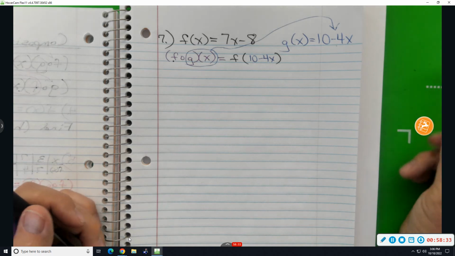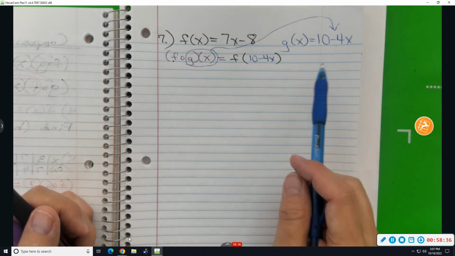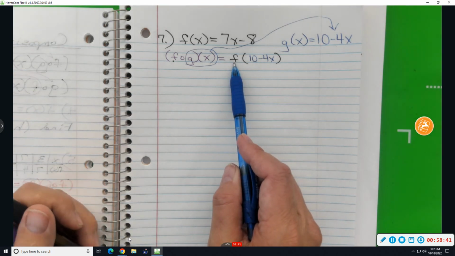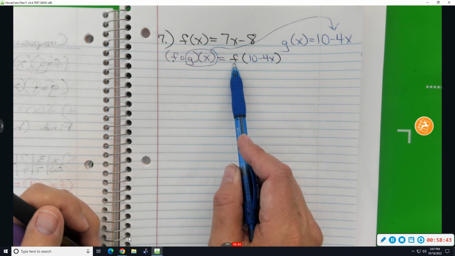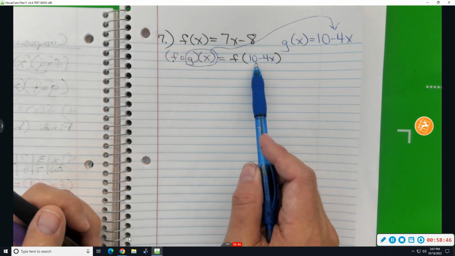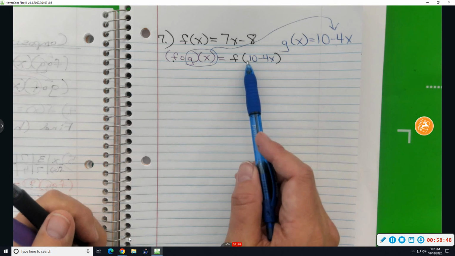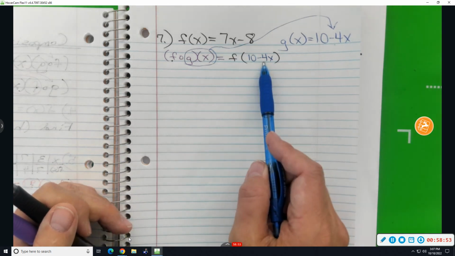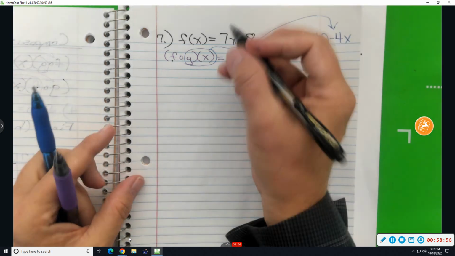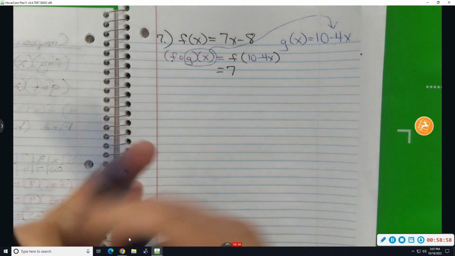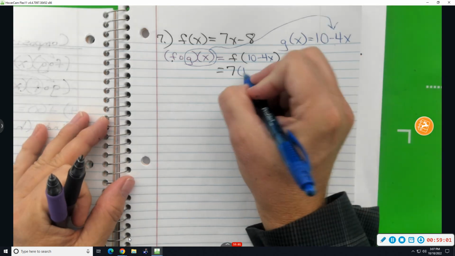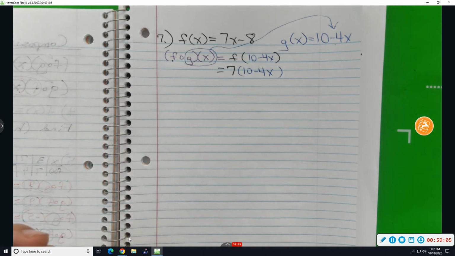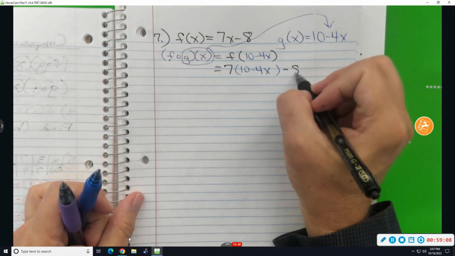So what is this algebraic notation saying to do? It says go to the function f, and wherever you see a variable, replace it with 10 minus 4x, okay? So we go to f, where we see a variable, we're going to replace it with that 10 minus 4x. So that's a 7. Replace the x with 10 minus 4x. And we still have what stuck on there? That minus 8. Okay, good.